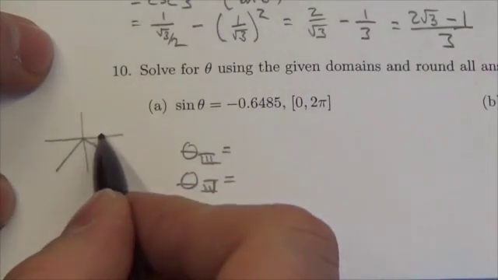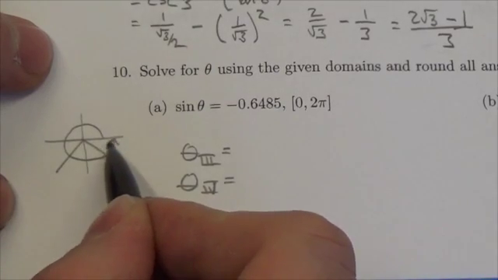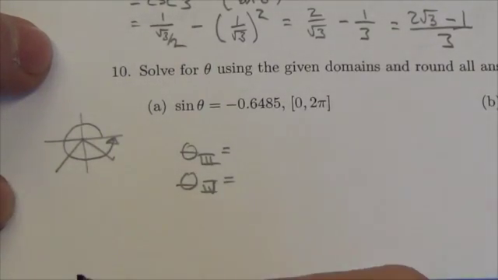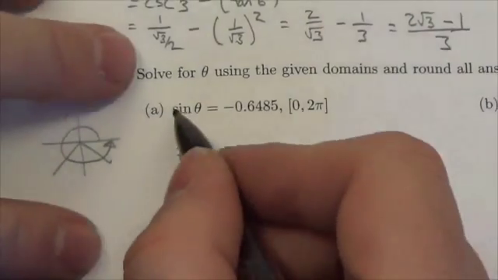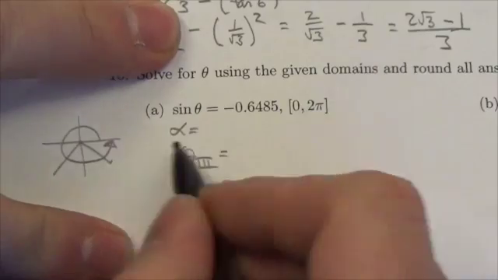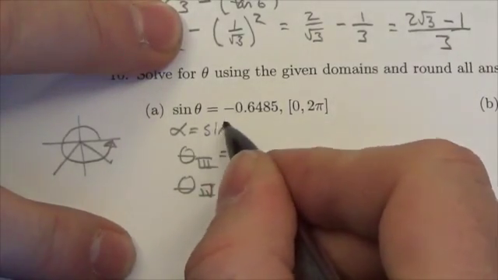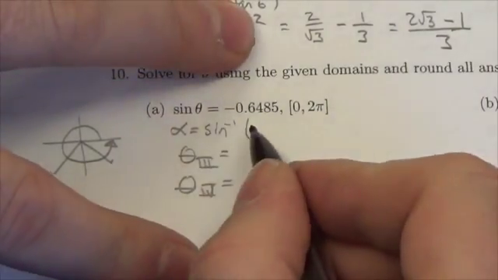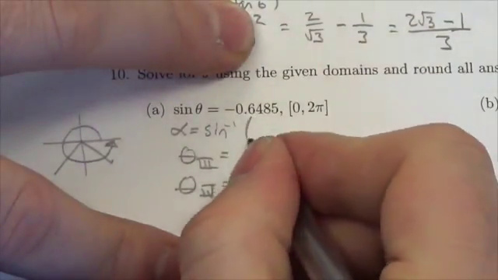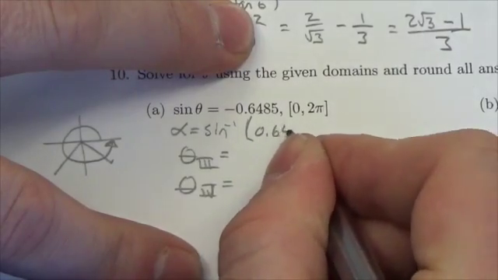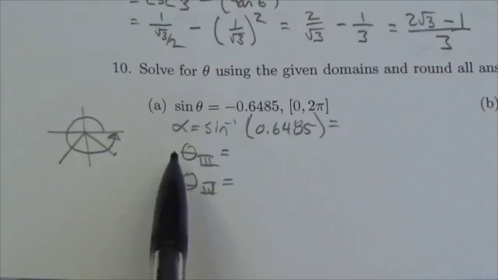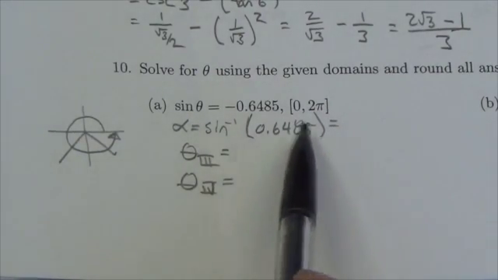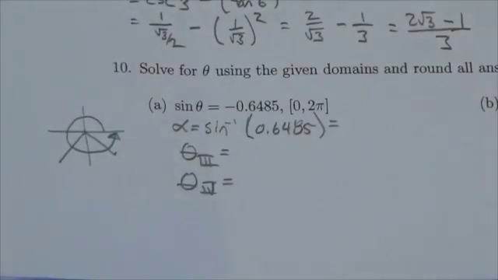So now between 0 and 2 pi, that rotation's going to look like this. I expect two answers here. Now, I've got to get the reference angle. So my reference angle, and I'm going to use the Greek letter alpha for that, will be the inverse sine of the positive value. The negative in this case told me what quadrants to look into. The value tells me the size of the reference angle.